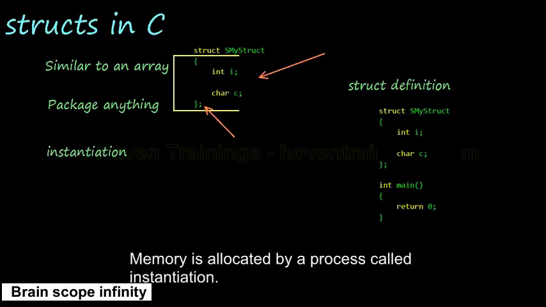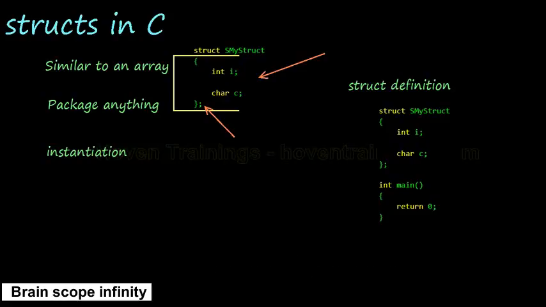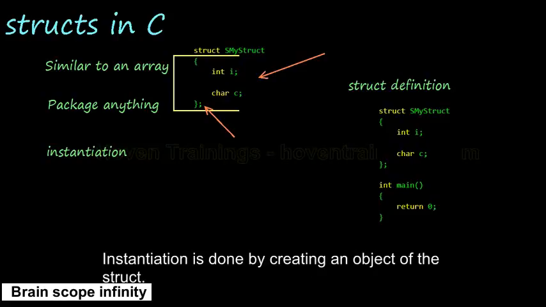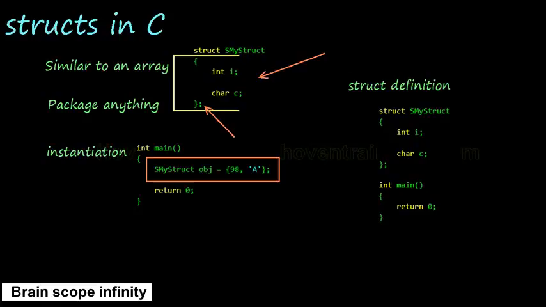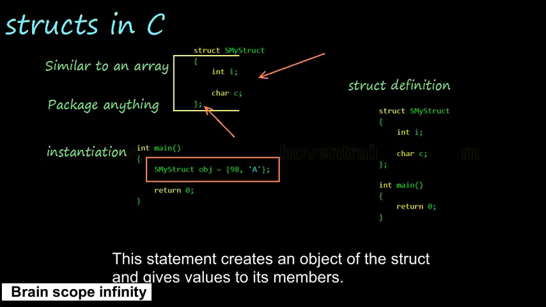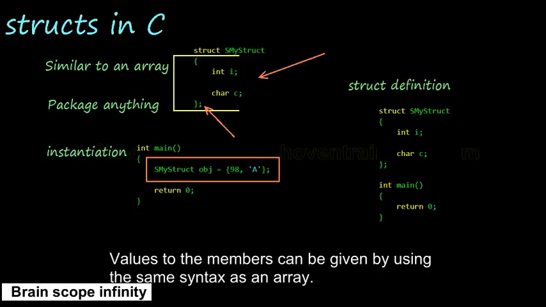Memory is allocated by a process called instantiation. Instantiation is done by creating an object of the struct. This statement creates an object of the struct and gives values to its members. Values to the members can be given by using the same syntax as an array.